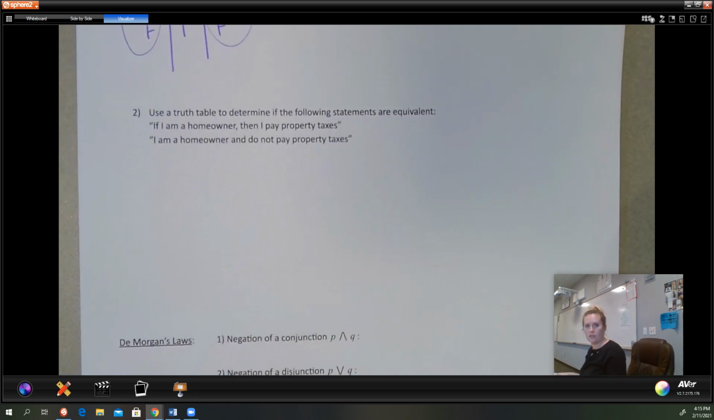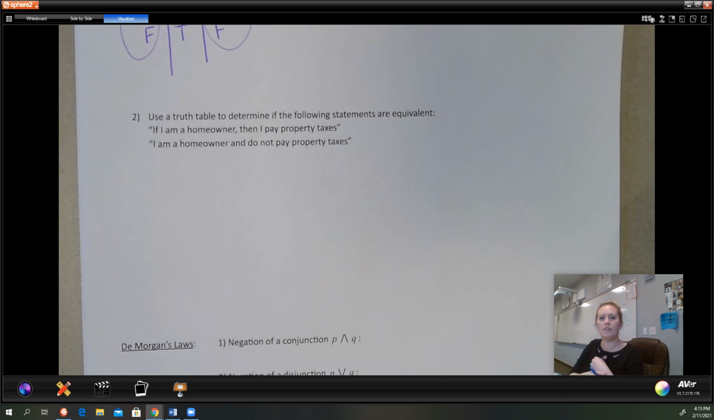Next, use the truth table to determine if the following statements are equivalent. If I am a homeowner, then I pay property taxes. I am a homeowner and do not pay property taxes.